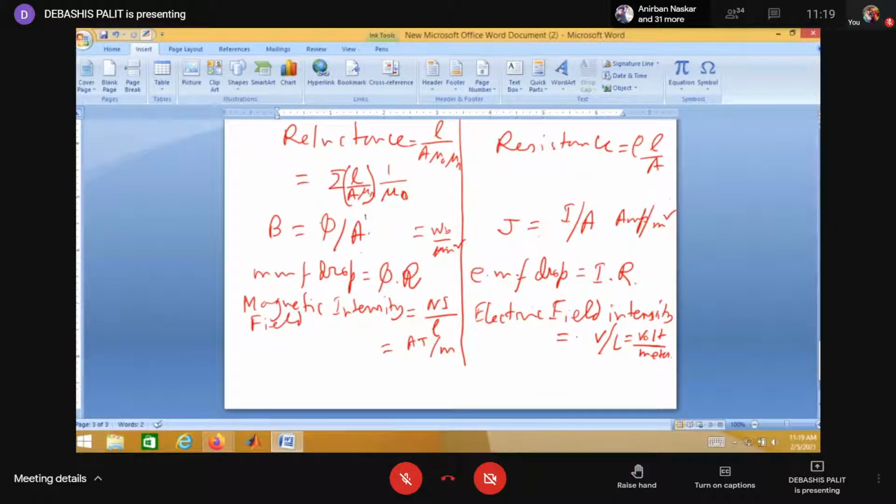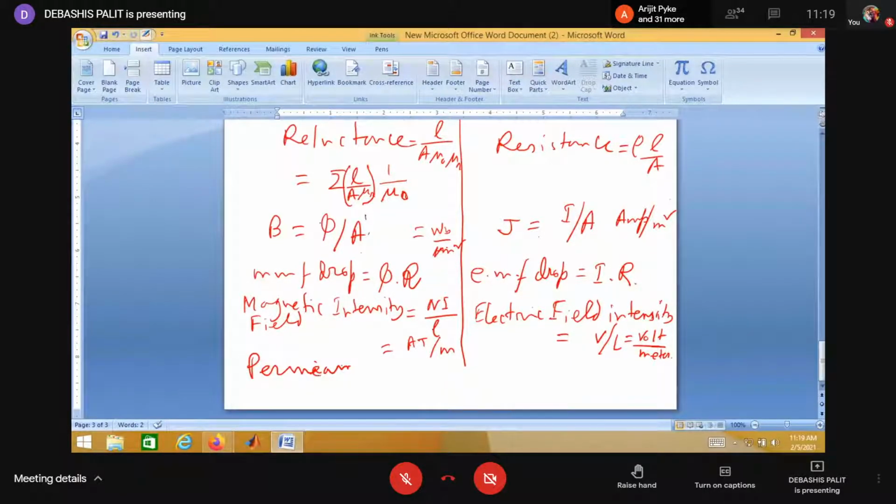And just like permeance is 1 by reluctance, conductance is also 1 by resistance. That is 1 by reluctance, and similarly conductance, that is 1 by resistance. So reluctivity is analogous to the resistivity of the circuit.